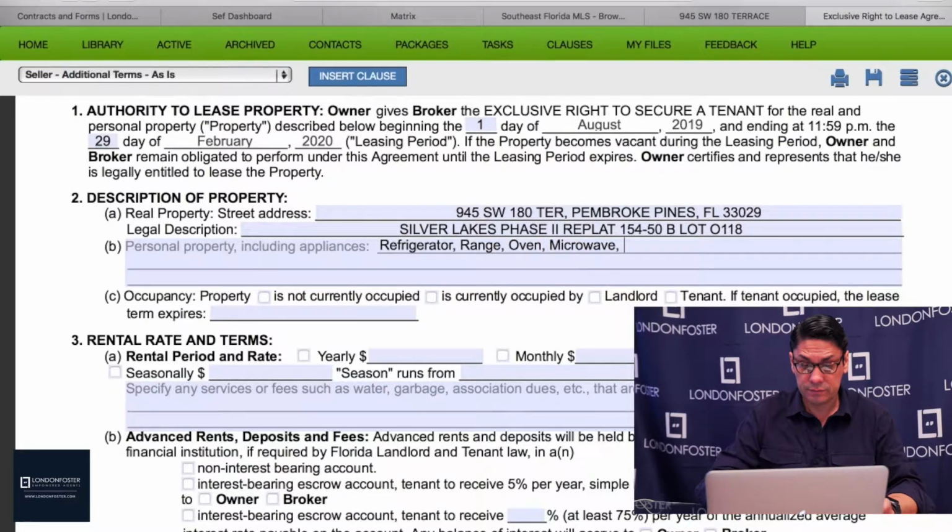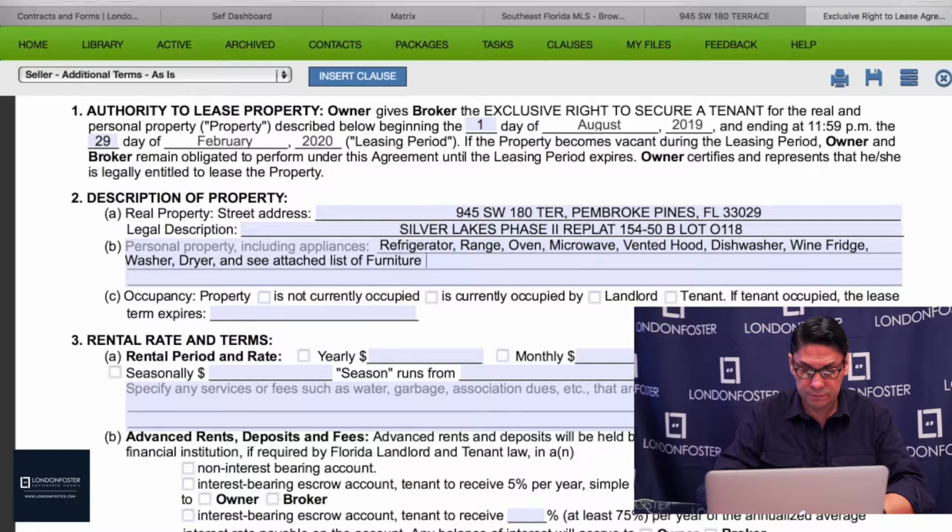microwave, vented hood, dishwasher, wine fridge, washer and dryer, and see attached list of furniture and soft items.